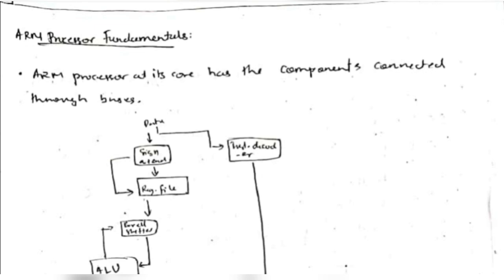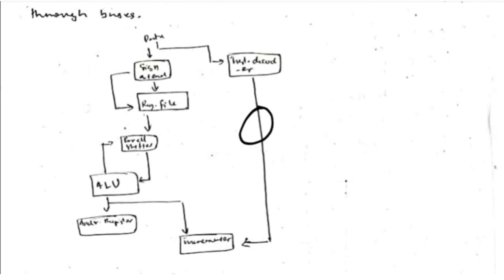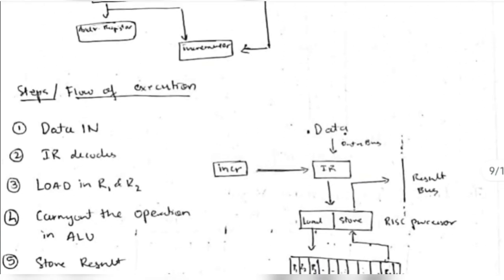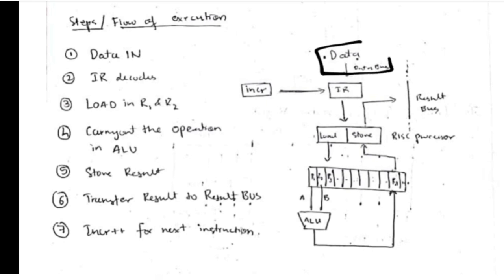So in this topic you will be learning what are the fundamental activities happening inside the processor. Okay, so these are the devices which are connected through buses, and each of the devices has a particular specific activity. Okay, so let's see the flow of execution. Firstly, the data will be coming from here, and it will be going to the instruction register. Okay, what does instruction register do? It will decode what instruction it is, and it will store the instruction in the load memory.